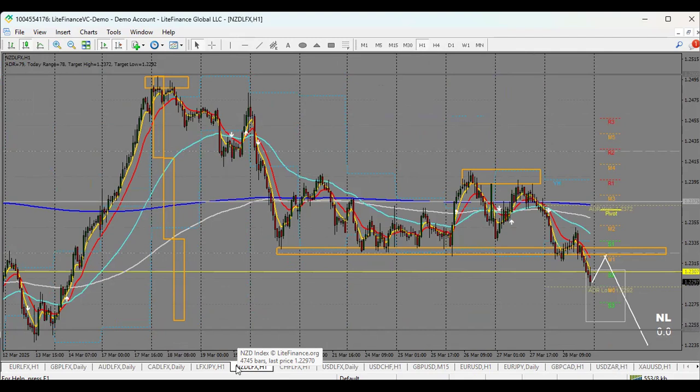So when you are doing your analysis and preparing for the next week, you need to observe the insights that I've actually shared with you. You can use these insights to plan your trades accordingly. And always remember, success in trading comes from preparation, patience, and proper risk management.